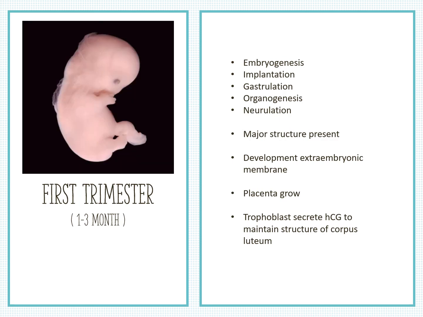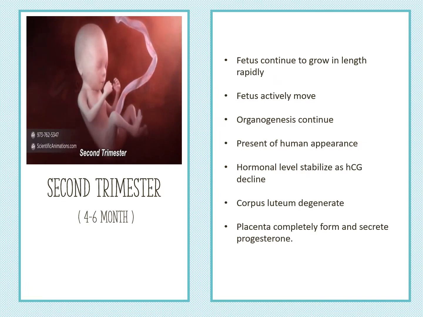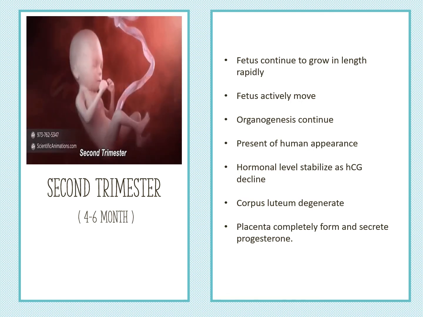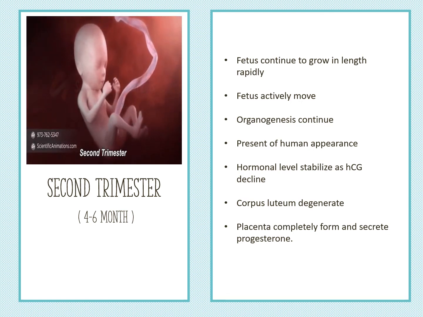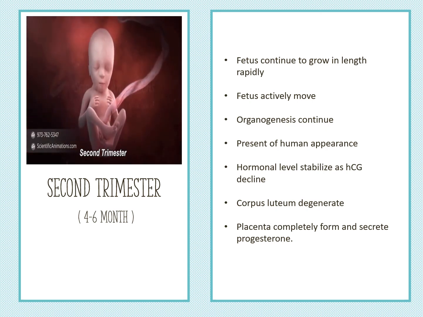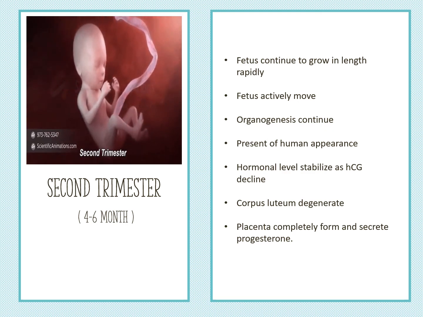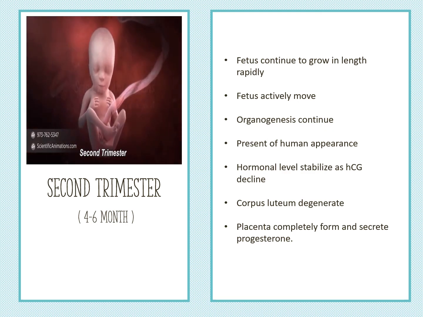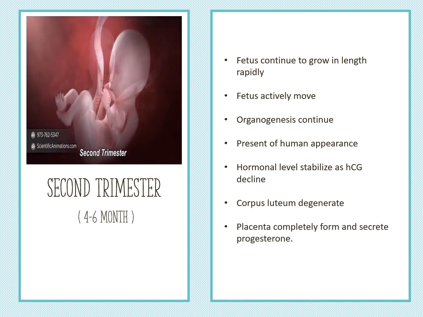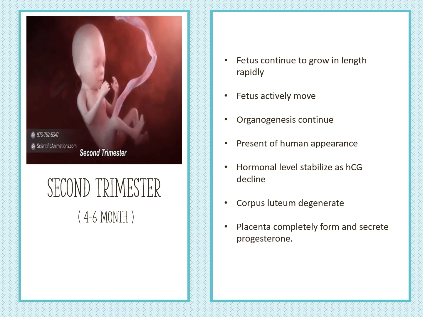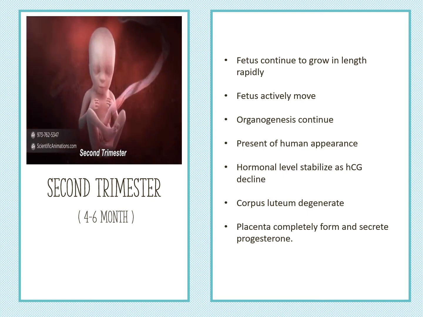the corpus luteum. During the second trimester, the fetus will continue to grow in length rapidly, and then the fetus will actively move. Organogenesis will continue, and there will be presence of human appearance such as eye, nose, and ear. Hormonal level will stabilize as HCG declines. The corpus luteum will degenerate as the placenta is fully formed. The placenta will secrete progesterone to maintain the pregnancy.